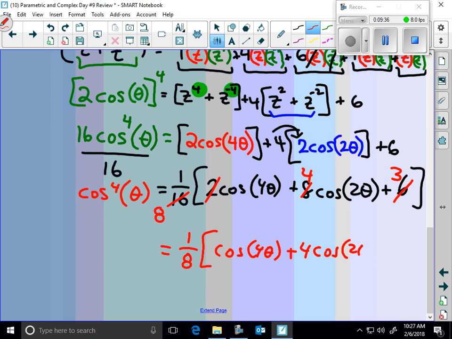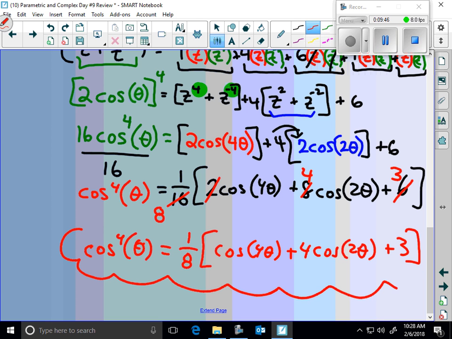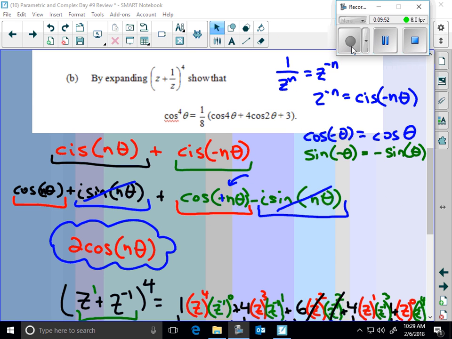Okay, so this is one of those problems where you have the end in mind. You know what you're supposed to get in the end. And you just have to use the properties that you're aware of to do so.